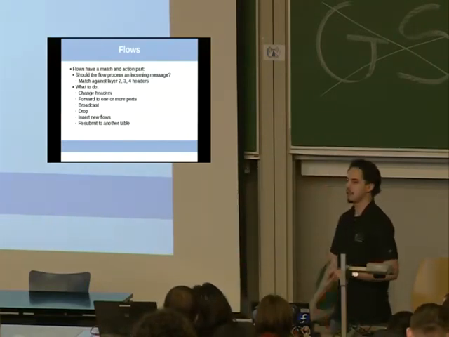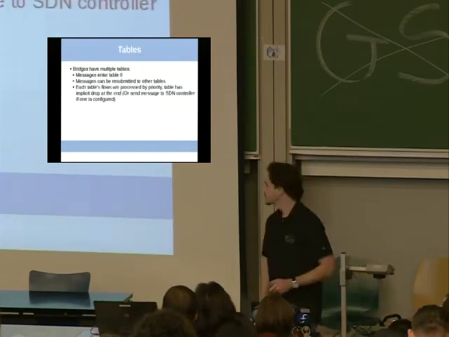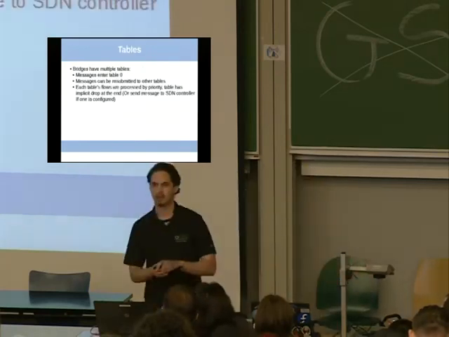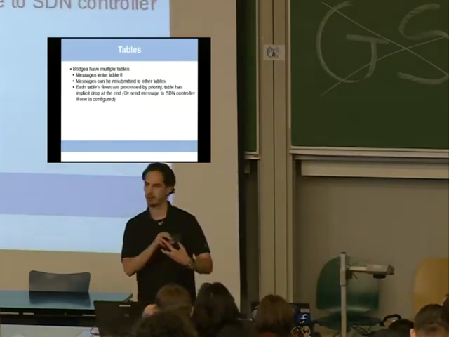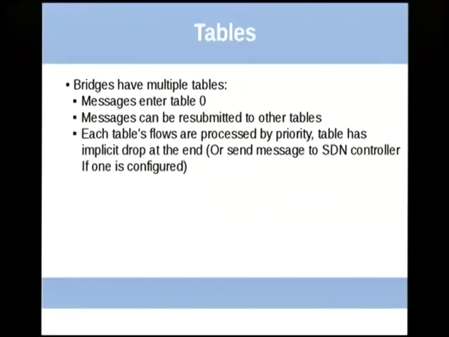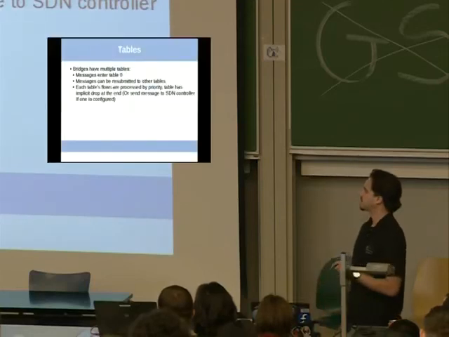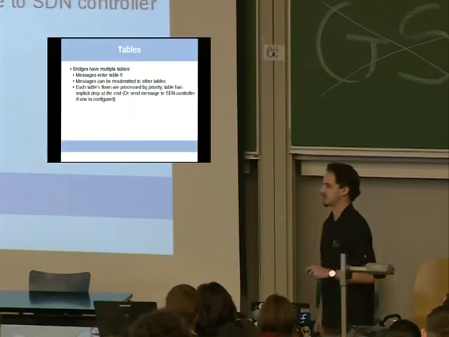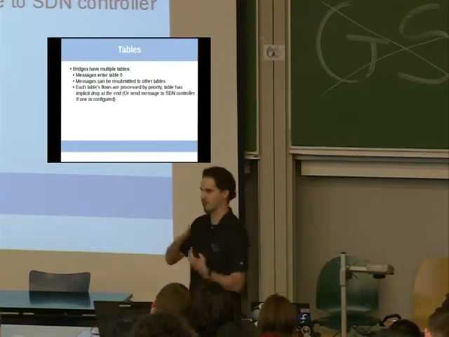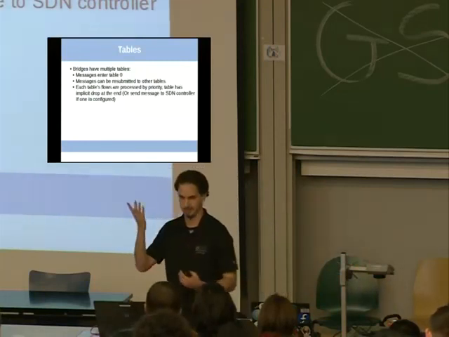And we can resubmit to another table. So what's a table? As it turns out, a table is basically just a group of flows. We can have a bunch of different tables that all belong to the same virtual switch. It's kind of just a convenient way to manage lots of flows. All of the messages enter the first table, which is, of course, table 0. We always count from 0 because we're kind of idiots.